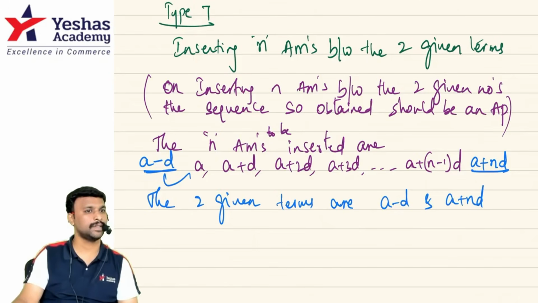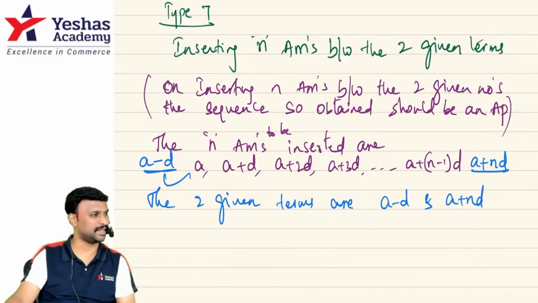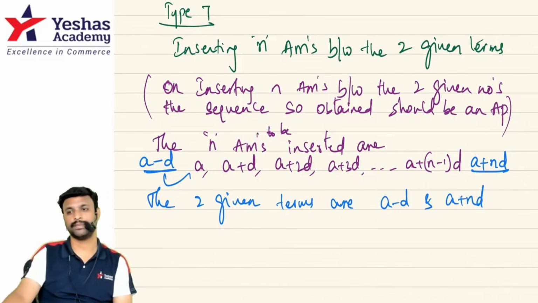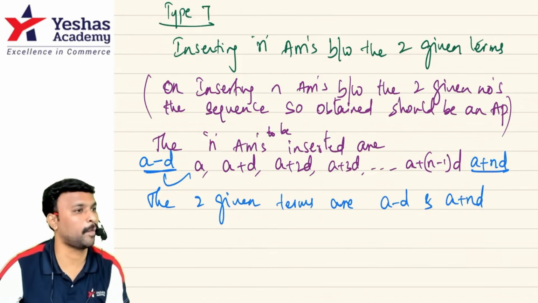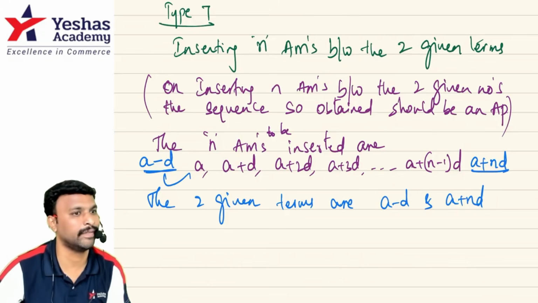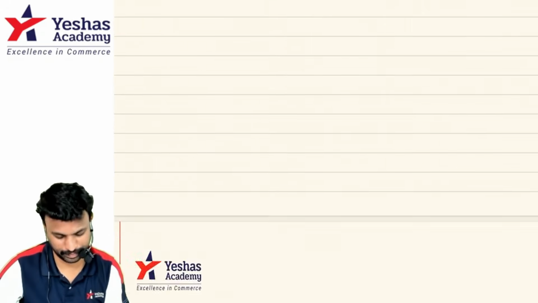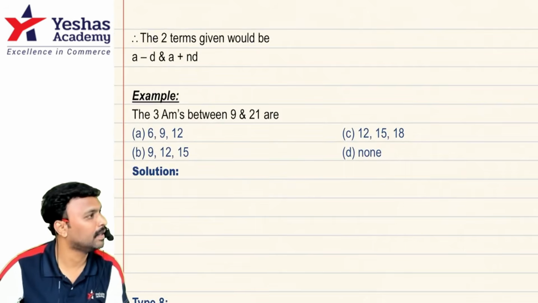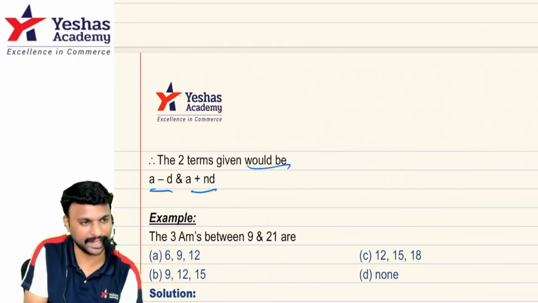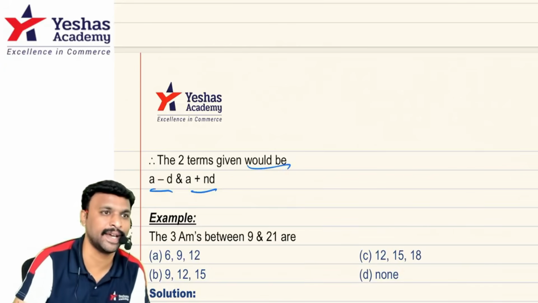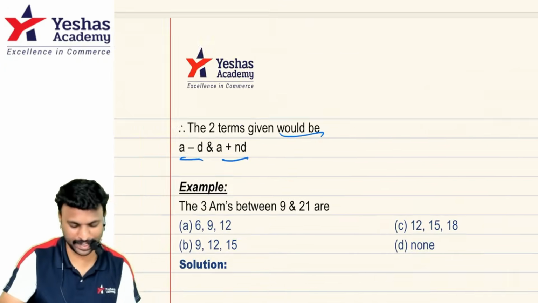Shall we have the questions? It's there in the notes. The same thing is there in the notes. If you're copying it, I'll wait; if you're done, we'll move on to the questions. The same thing is there: the two given terms would be a minus d and a plus nd, and the n arithmetic means are a plus d, a plus 2d, and so on.